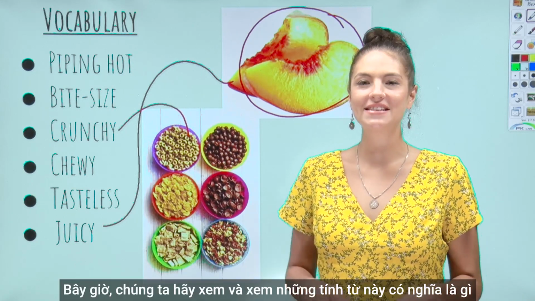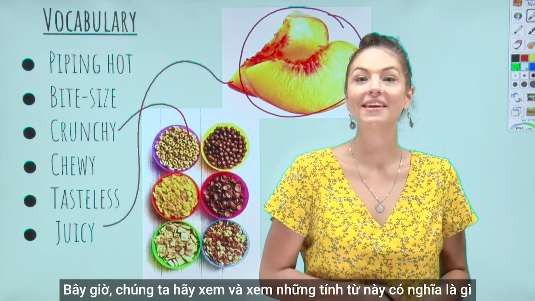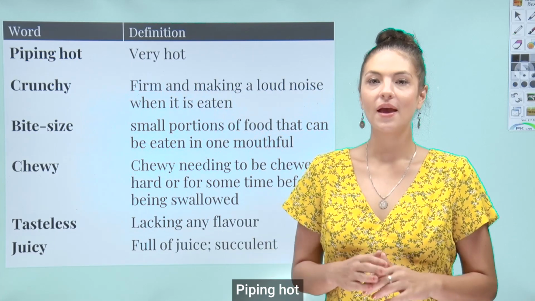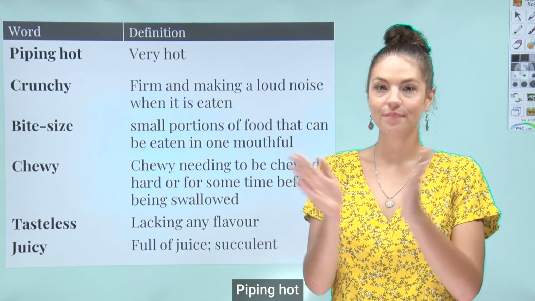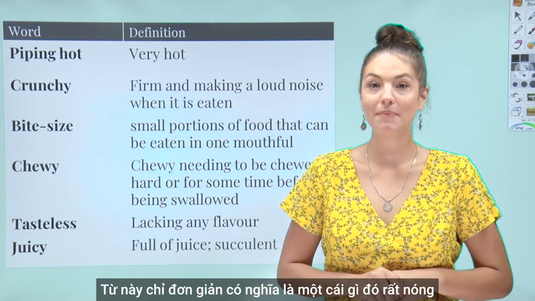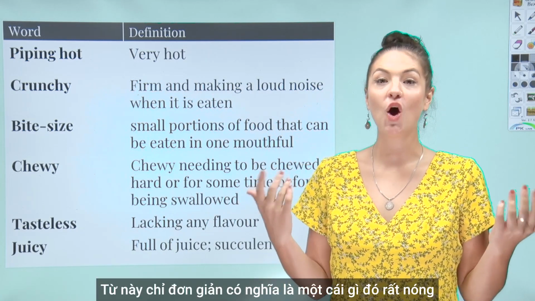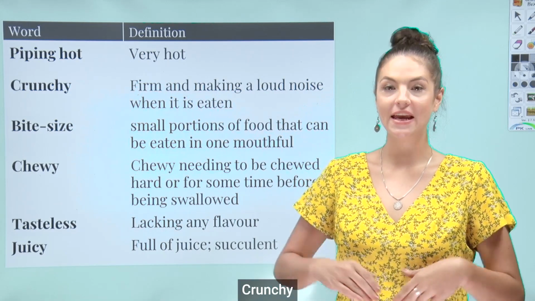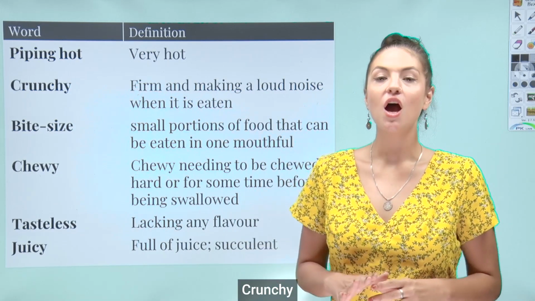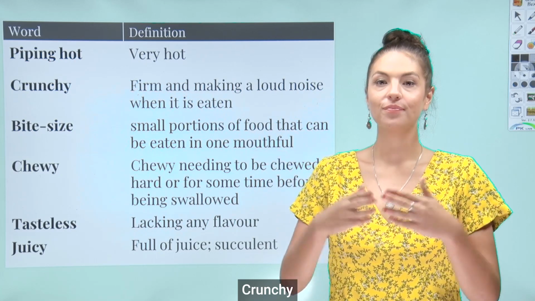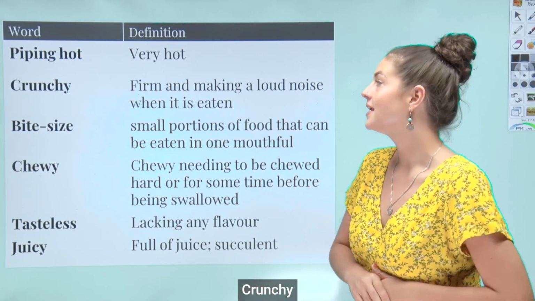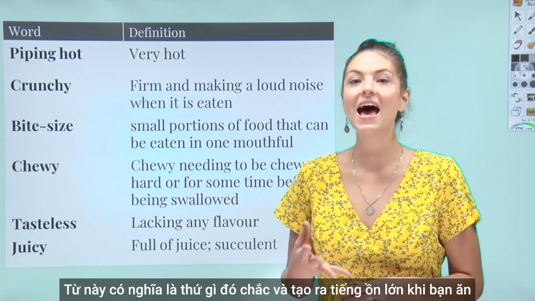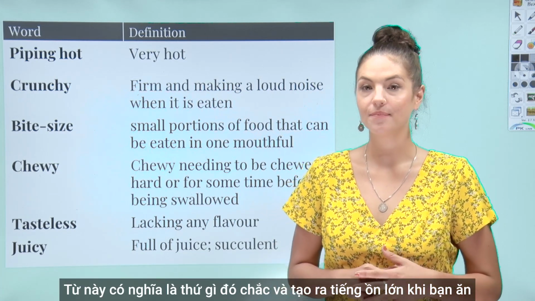Now let's take a look and see what these adjectives mean. Piping hot. This simply means something is very hot. Crunchy. This means something that is firm and making a loud noise when you eat it.